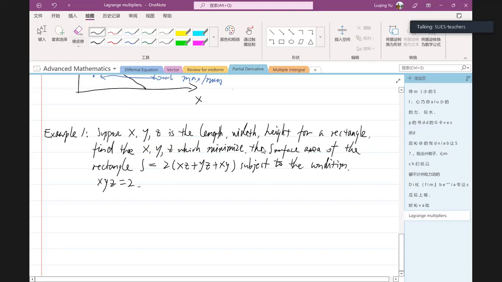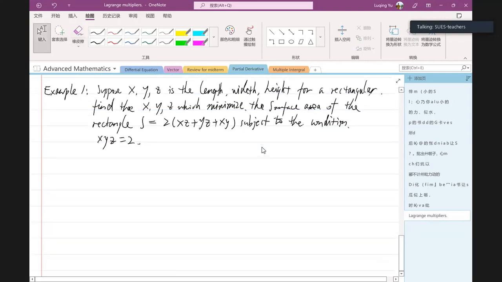So the question is, suppose x, y, z are the length, width, and height of a rectangular box respectively. Find the x, y, z which minimize the surface area S, which is equal to 2 times (xz + yz + xy), subject to the condition xyz = 2. So this example is in a 3-dimensional space.